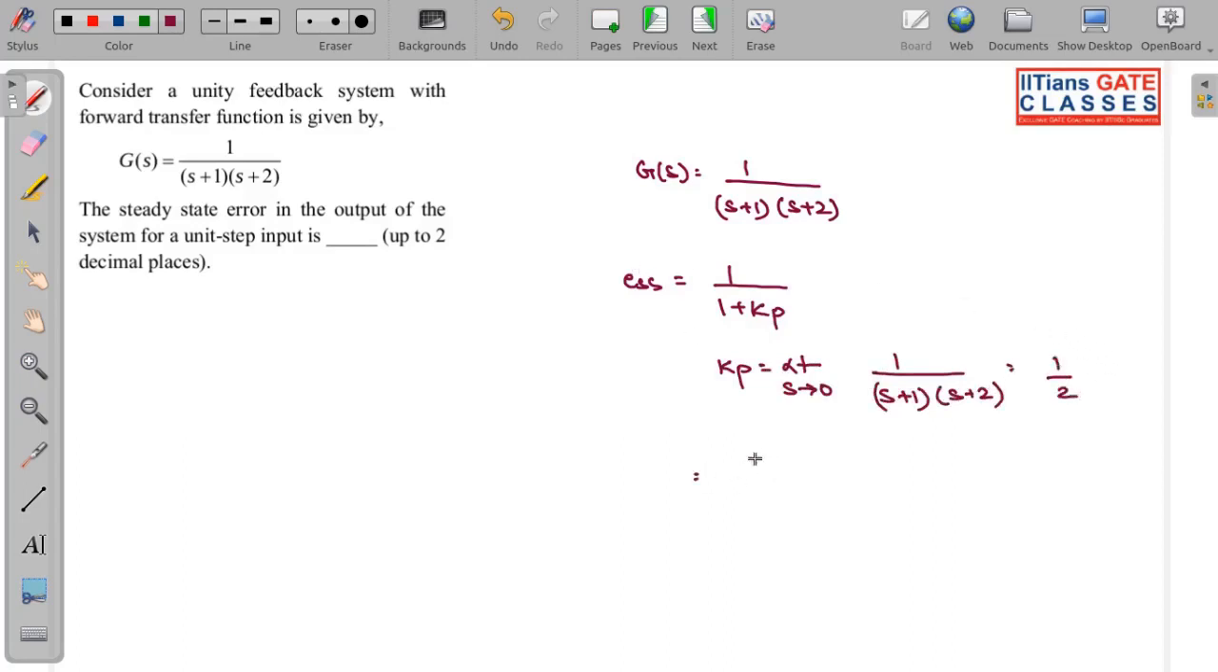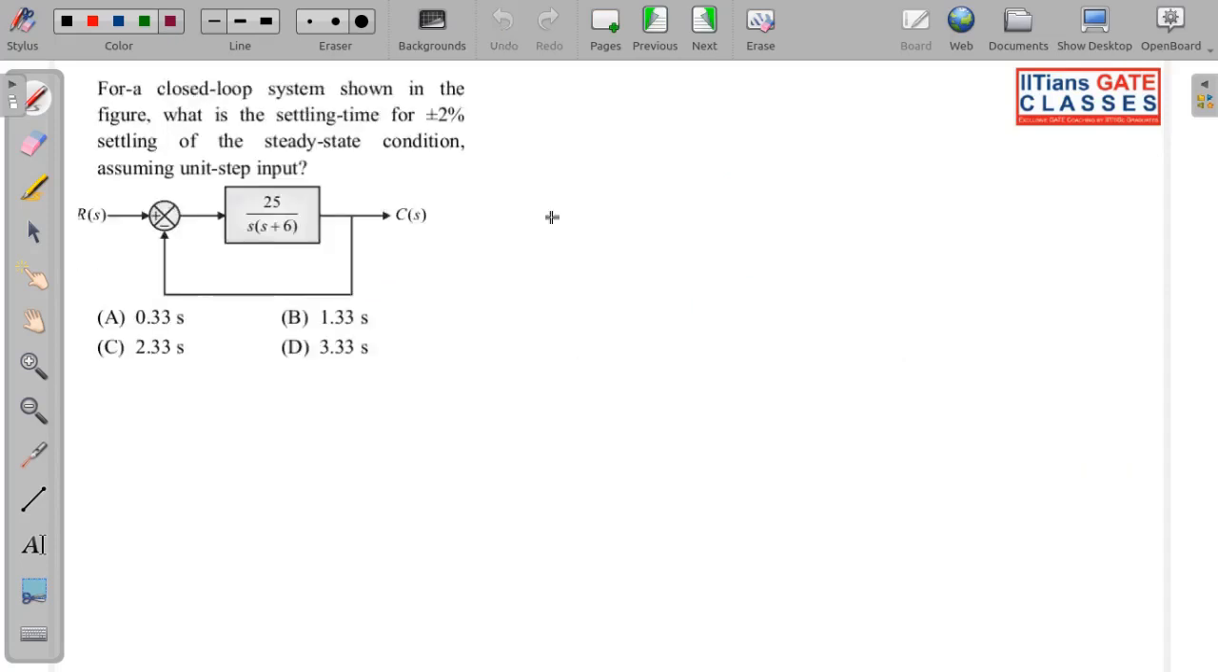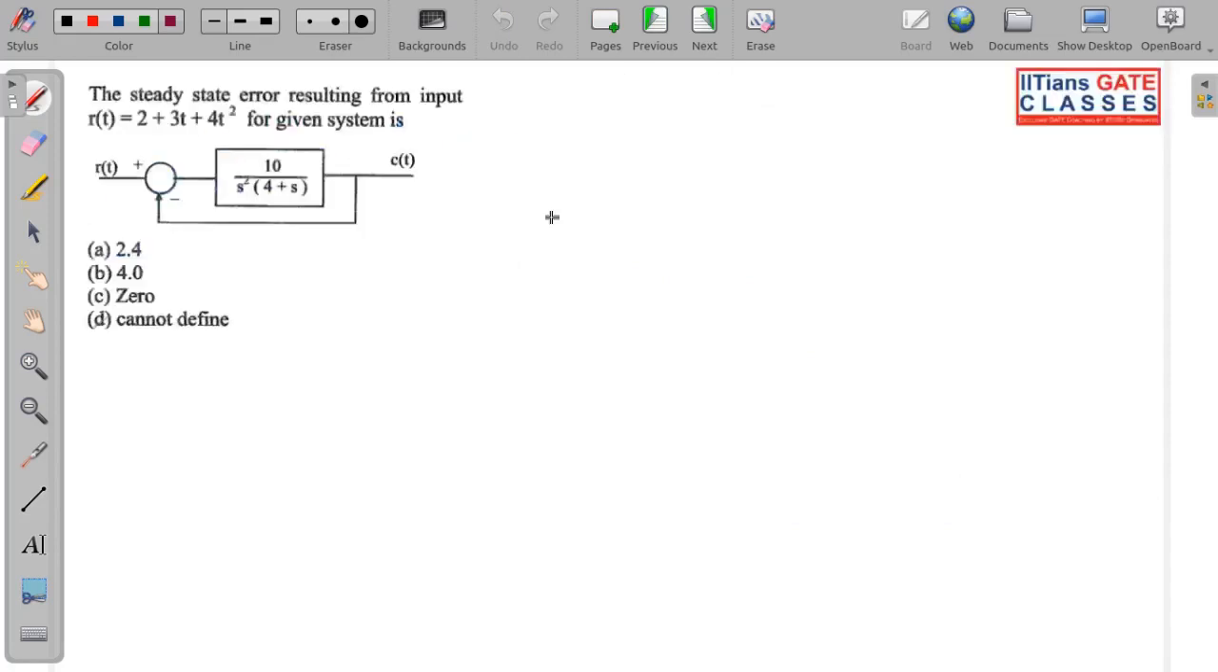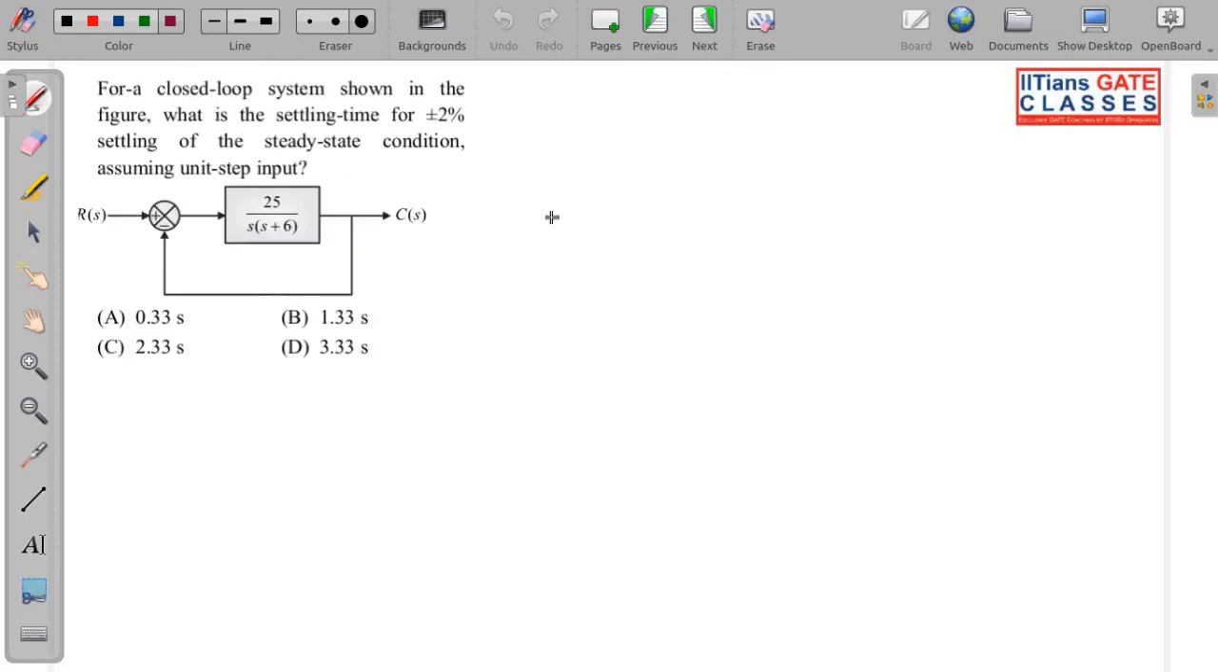So if we put this over here, this will be 1 divided by 1 plus half. So that will be 1 divided by 3 by 2, or this is 2 by 3. So this will be 0.66. So the answer to this question is 0.66. Okay, so this is the next question that we have over here. So very quickly solve this.